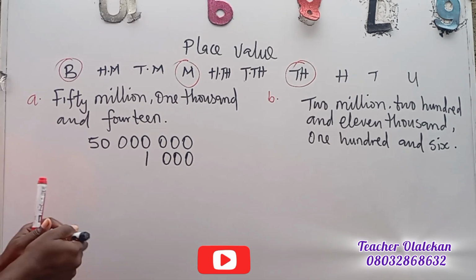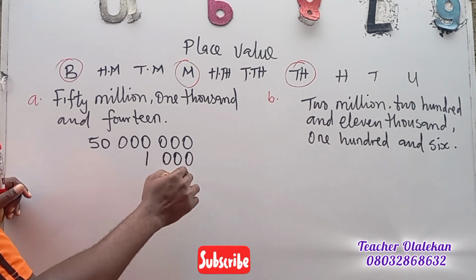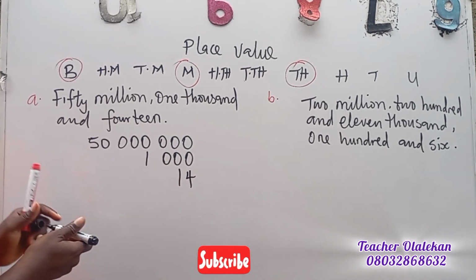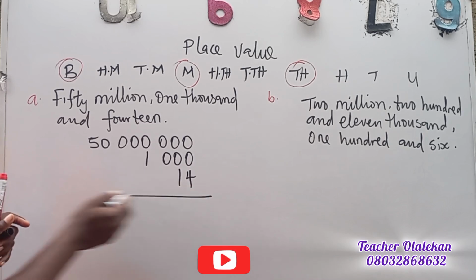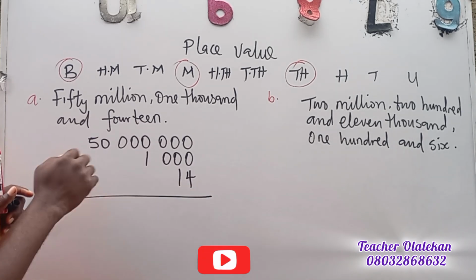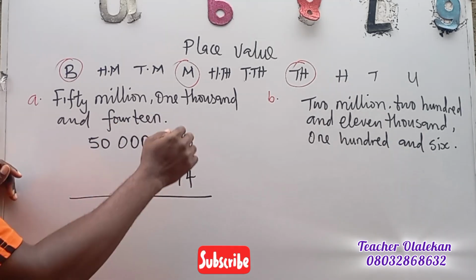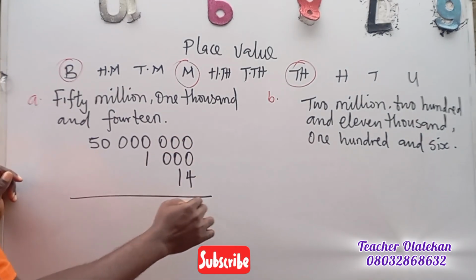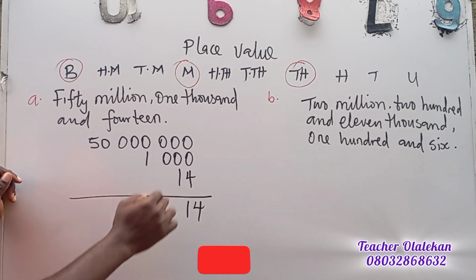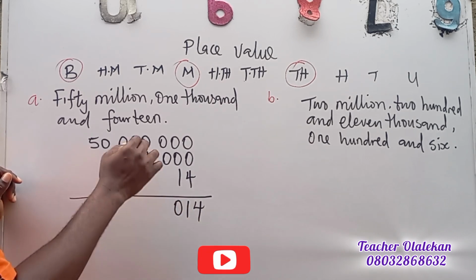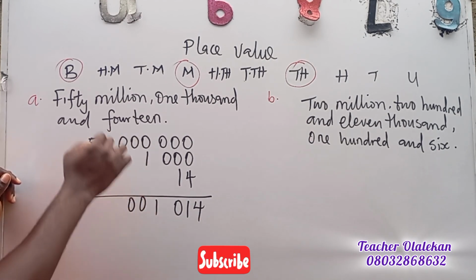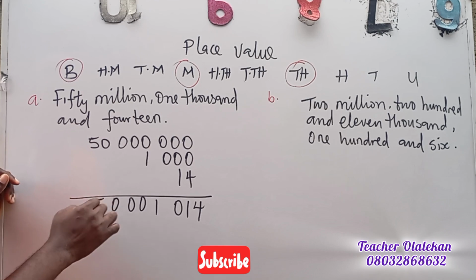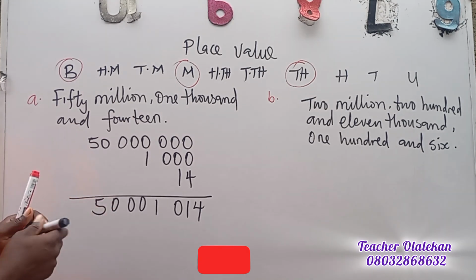And 14 is just the ordinary, so no thousand, no names on it. So at this stage, you just pretend you are adding up, like bringing them down, the way they should be. So that is a 4, 1, 0, 1 here, 0, 0, 0, 5. So that is our figure.